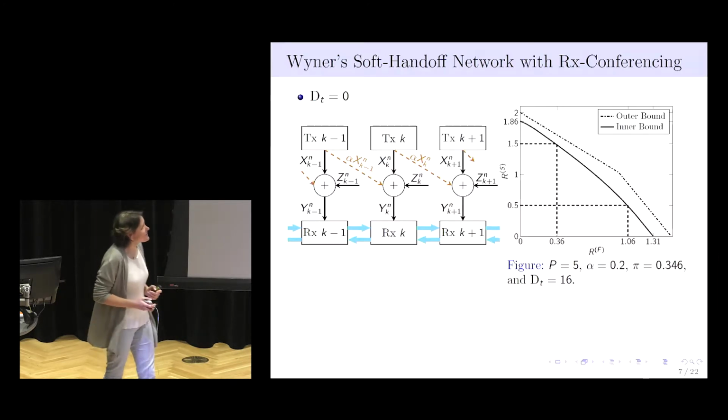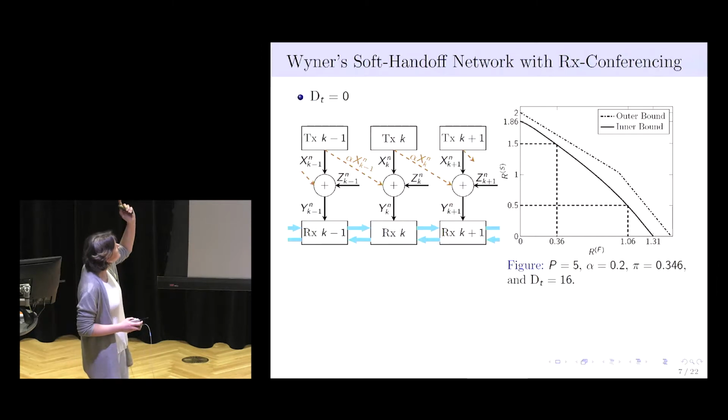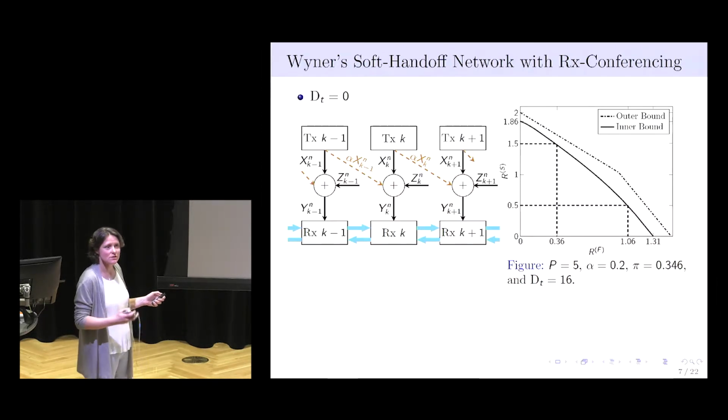OK, so this is the first network. We'll look at more complicated networks afterwards. This is the Wyner soft-handoff network. Here the transmission at any receiver k is only interfered by its left neighbor k minus 1. And then we have some additive Gaussian noise. Of course, inputs are power limited. Let's first look at the case where we only have receiver conferencing, so no transmitter conferencing, maybe because mobiles cannot communicate.